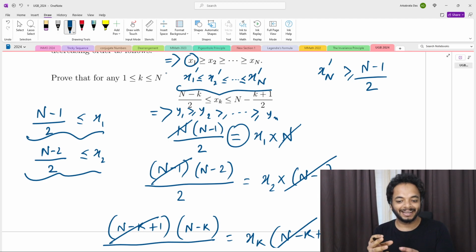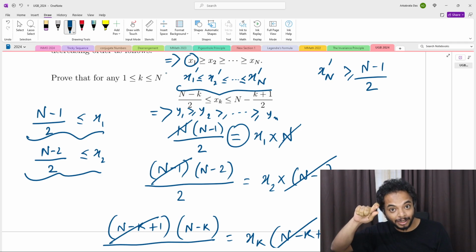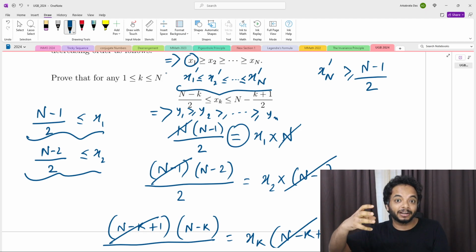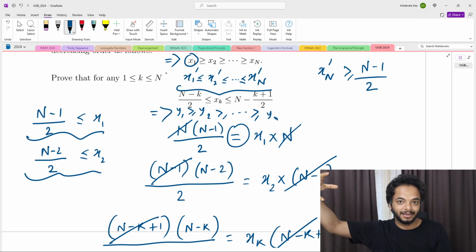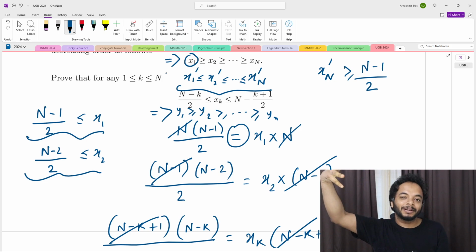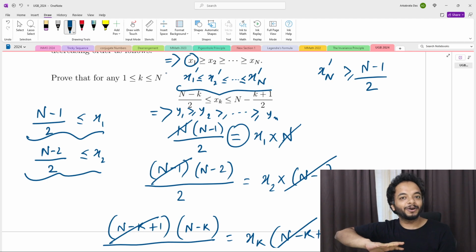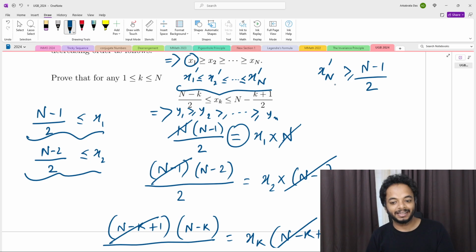So I know that xn dash has its losses. So the minimum possible value, because why am I going for the minimum possible value of losses? Because for each team now I want to figure out the maximum possible wins. So to get the maximum possible wins, I have to minimize the losses. So that's why now xn dash, I can see that it's greater than or equal to N minus 1 by 2.